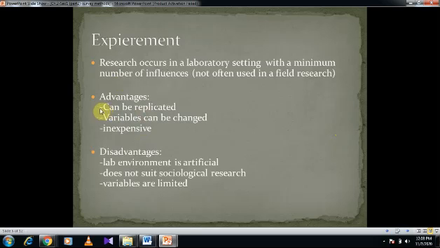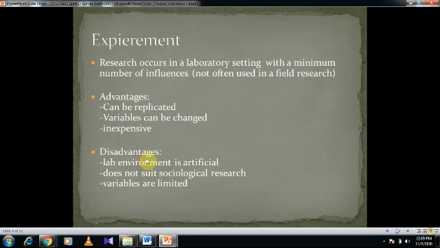The advantage is that it can be replicated. I can run the same experiment over and over again. The variables can be changed. For example, if I'm testing the rats and the speed, I can change the speed and put, for example, IQ, or put rats and fear, or rats and environment. I can change the two variables that I'm testing. The third advantage is that it's inexpensive.